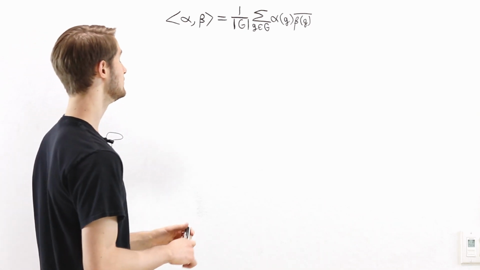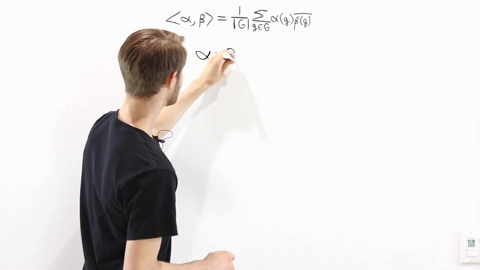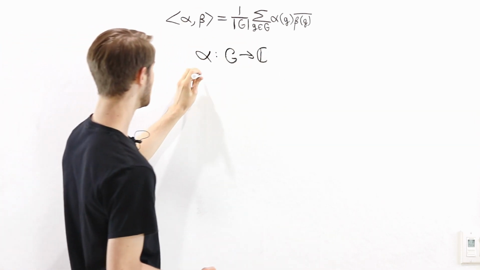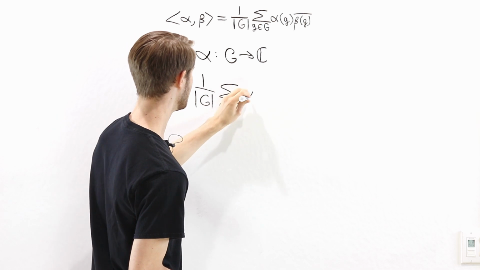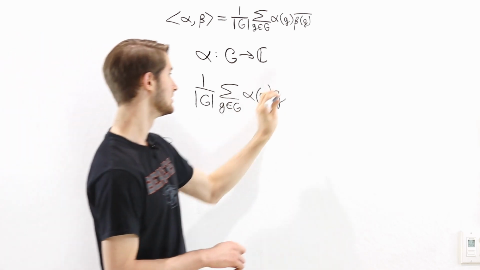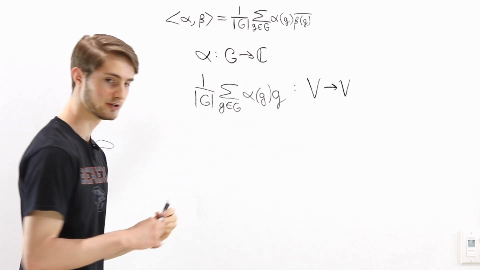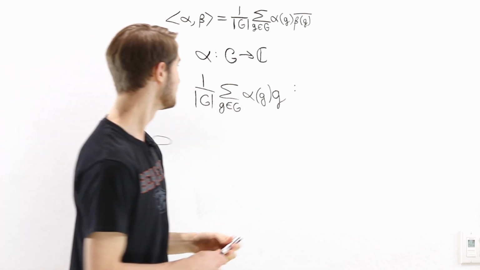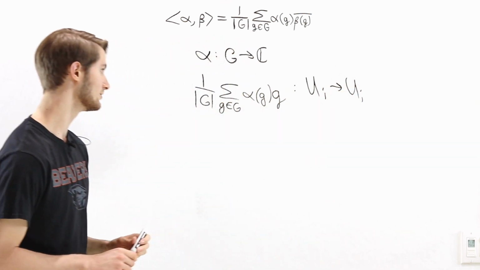To do that, we need to dive into class functions proper. So let's consider some class function alpha from the group G to the complex numbers. And for each class function, we're going to define a map which is given by 1 over the size of G times the sum over all elements of G of alpha of g times g. So this is a map for any representation V. This defines a map from V to itself. In particular, if we let U_i be the irreducible representations like earlier, we're going to consider this as a map between an irreducible representation and itself.